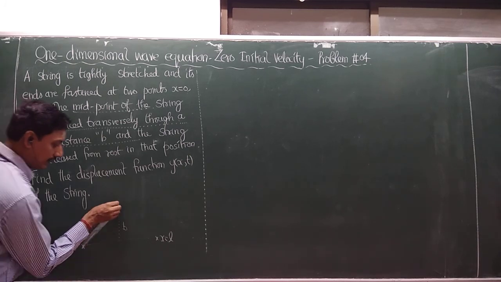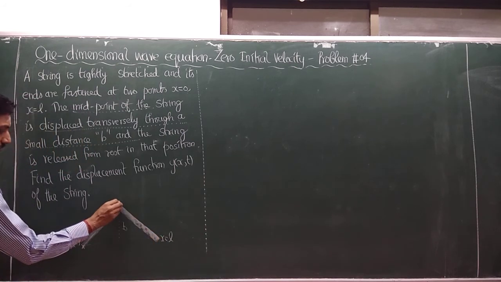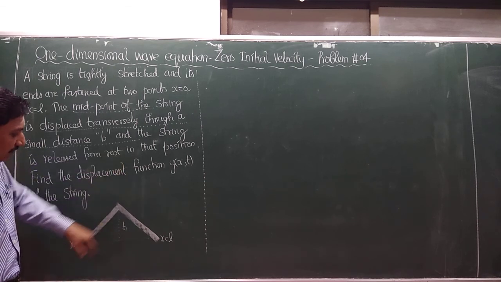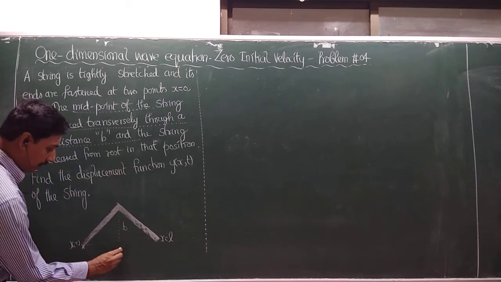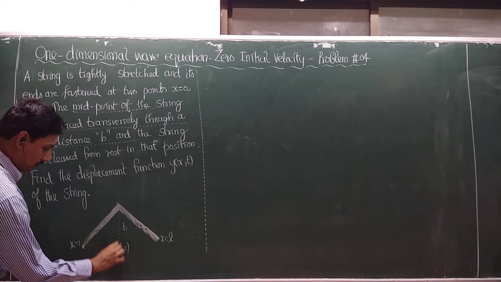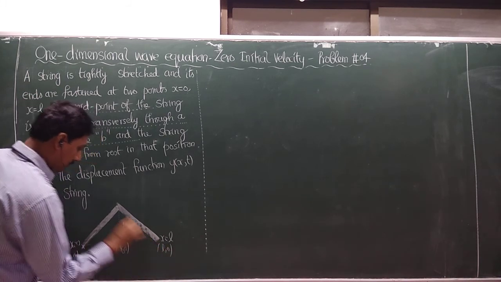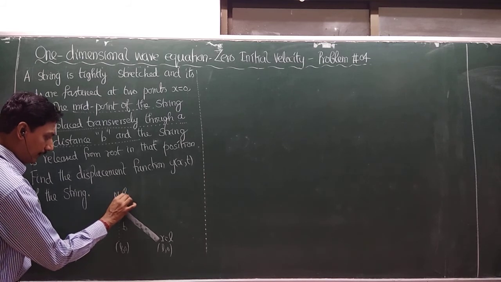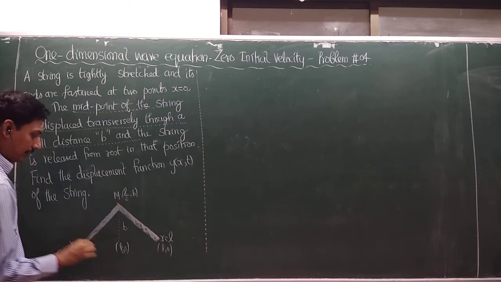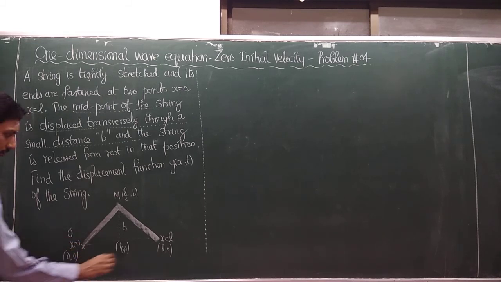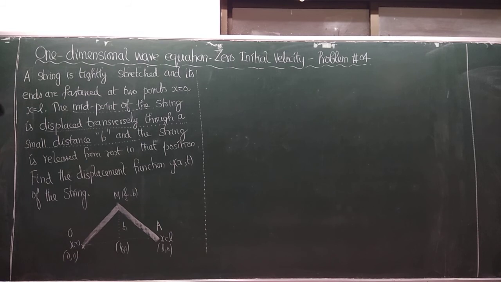So what does that mean? Now this is the position of the string. We can take the string to the height of b from the midpoint. What's the midpoint here? It is L by 2 comma 0. This side is 0 comma 0 and this side is L comma 0. So the midpoint is L by 2 at the height b. And this is the left-hand side, so this is O, this is A. Now my string is like this, then I release it from this position.